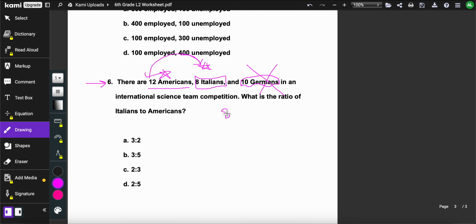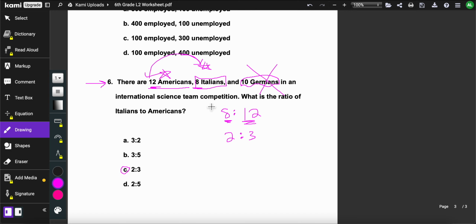To keep my head clear, I like to write it down with the original numbers so I don't get confused. So the ratio of Italians, which is 8, so I wrote 8 here. And then it's saying to Americans, so there are 12, so I wrote 12 here. That's the unsimplified version. Of course, all of these options are the simplified version. So we're going to simplify. We know that 8 is divisible by 4, which is 2, and 12 is divisible by 4, which is 3. So immediately we know that the answer is C.